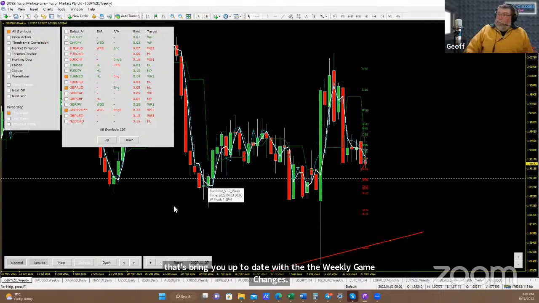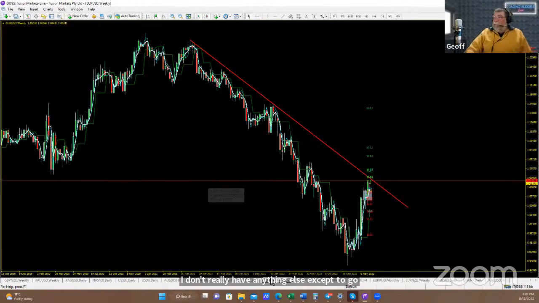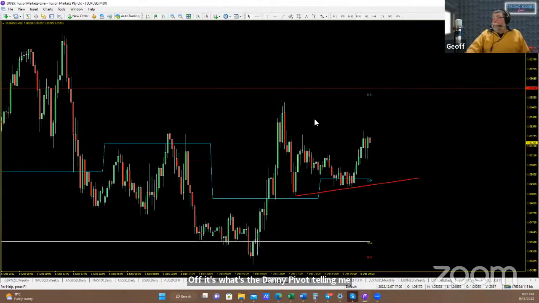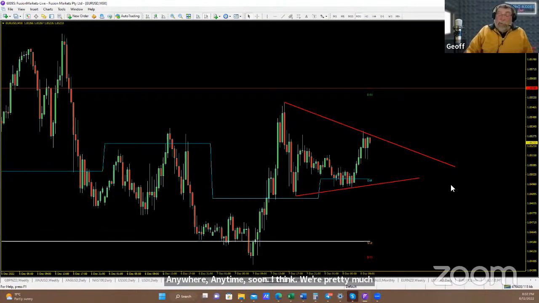I don't really have anything else except to go to the euro and see if we can take advantage of this resistance area that we're at, back off it. What's the daily pivot telling me today? It's telling me it's been a very, very popular place to be. I'd be happy to trade that back there if I were to get a false break of resistance. So price up here, maybe find that high, back underneath, retest it, trade down to the bottom. You're not going to get much pips out of it, I don't think, because I don't think this is going anywhere anytime soon. I think we're pretty much going into a range here for a bit. So it's probably not my favourite.